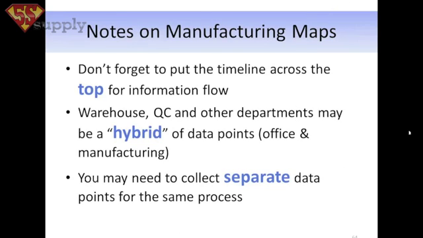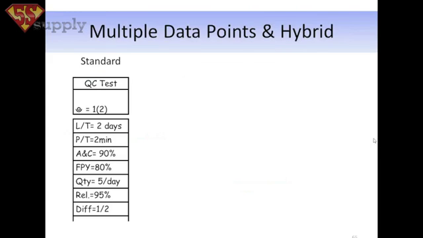I probably have more boxes, once again probably about 10 to 15. Okay. Once again, don't forget to put the timeline across the office or function areas there. And if you're doing things in warehouse and QC, it might be a hybrid of data points, because warehouse typically is using product, but they're also doing enough paperwork. All right. And then once again, you might need separate data points for the same process, based on what you're trying to capture.